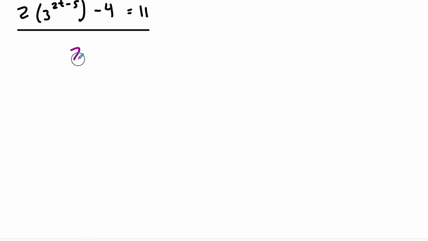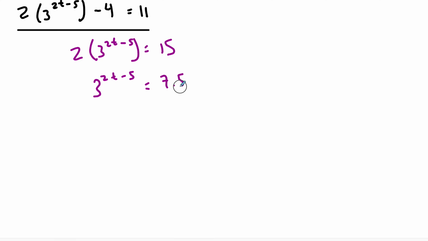Okay, same idea here, slightly different logarithm. So we're going to add 4 to both sides. Then we're going to divide by 2. Because in order to get this by itself, it's okay to write a decimal here, or you could write 15 halves. You need to get the exponential by itself. So then we can take a log base 3, or we can rewrite this in log form is really what we're doing. It's going to be a log base 3, and that's going to equal the exponent of 7.5.